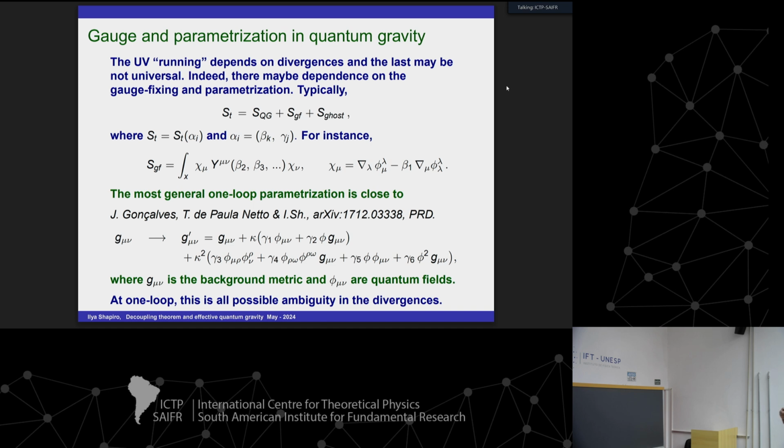The question is, remember that at one loop, the result depends on the quantum field expansion up to second order. So this is all ambiguity in the parameterization. This is the most general parameterization. In this paper, we had even more general because we introduced some conformal ambiguity. I will not discuss it here. So we have a set of arbitrary parameters.